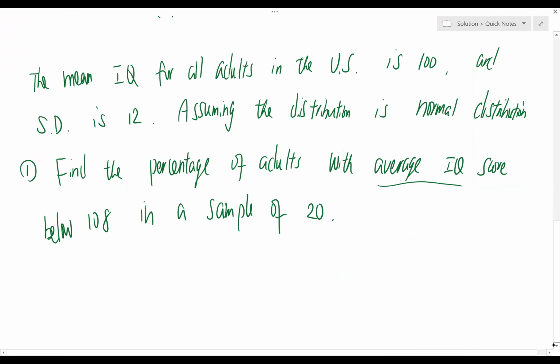Okay, so this being said, now we have a sample of 20 adults, right? And we want to make sure that the average IQ score for those 20 adults will be below 108. So now we're not comparing each individual IQ score. We're comparing the average IQ score to the entire population. And so that's why the central limit theorem applies here. The sample mean of 108 is basically the keyword.